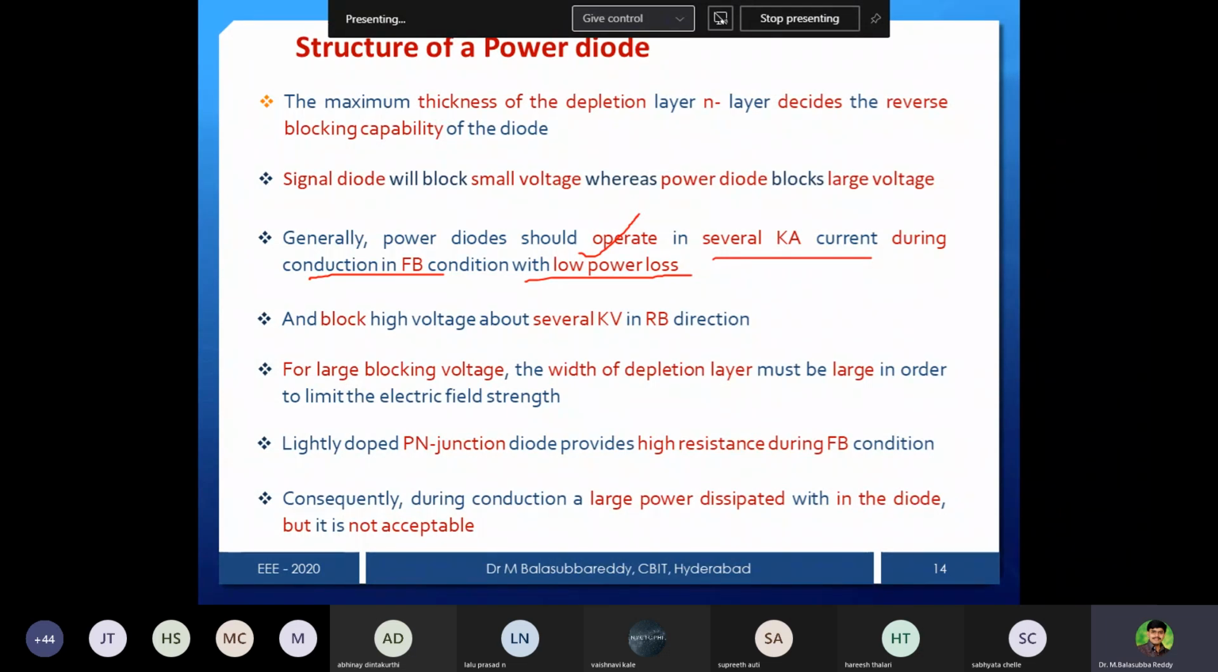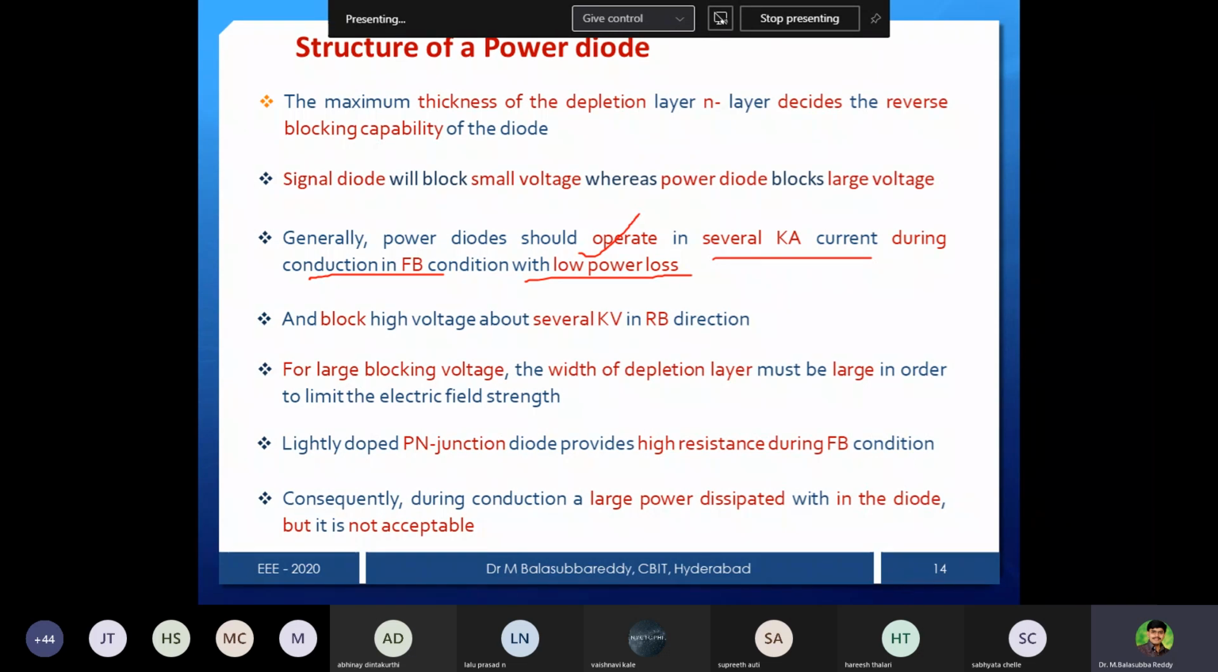What is the reason? If the device is completely on, then the voltage drop across it will be nearly zero or very small. The current may be large, but when you multiply the two to get power, the power loss will be minimum. Similarly, when the device is open, it won't cause much of a problem.